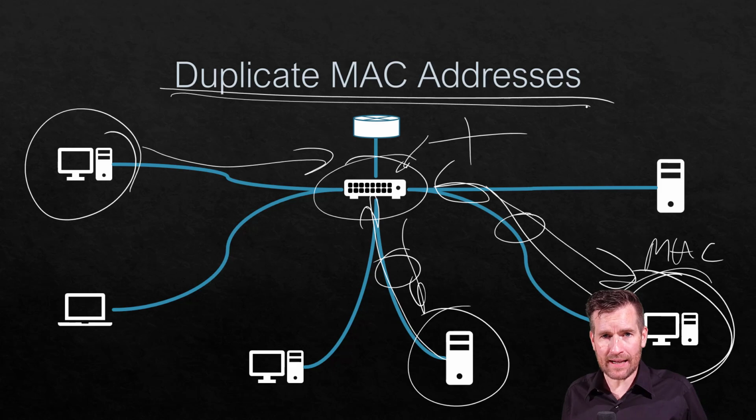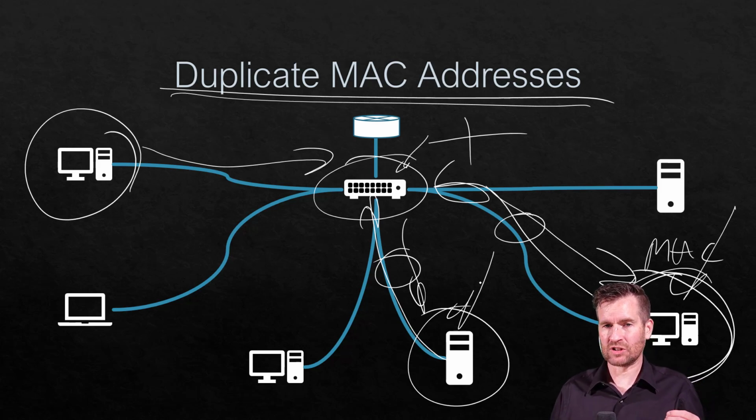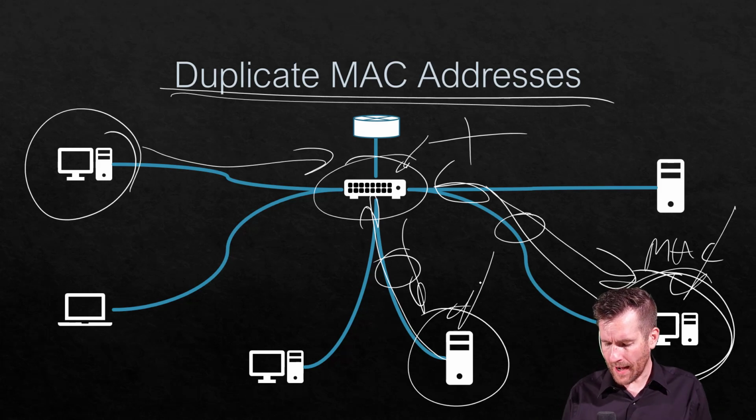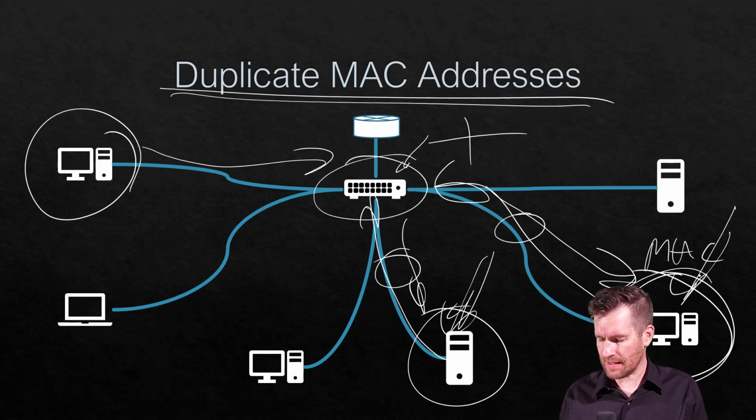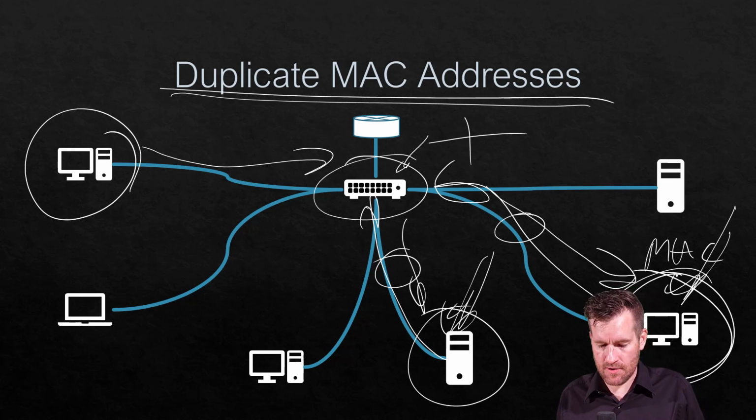And duplicate MAC addresses can happen because maybe it's cheap equipment that you're using, and the manufacturer of that was just cranking out machines with the same MAC addresses, or perhaps somebody went onto these machines and manually set up MAC addresses to respond to these Ethernet packets, and that can cause a problem as well.